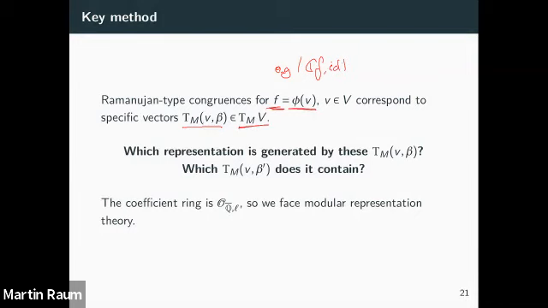And now the question is, which representation is generated by these T_m v? And which T_m v_beta prime in particular does it contain? This is good enough to prove the coupling result. It is not good enough to prove this result about the square freeness of m divided by beta. And it's also not good enough to remove the square free part from m. There you need to ask a bit more than just these vectors.